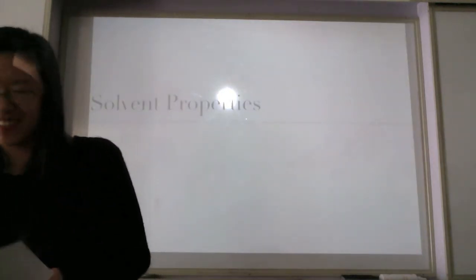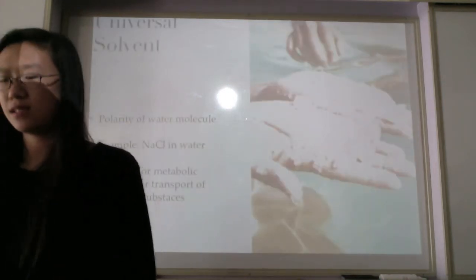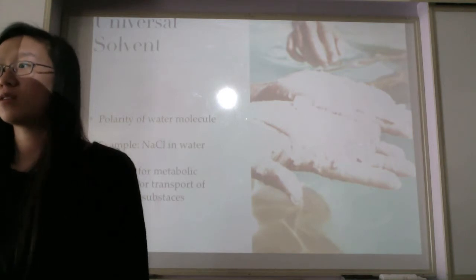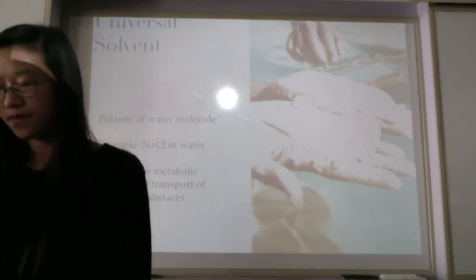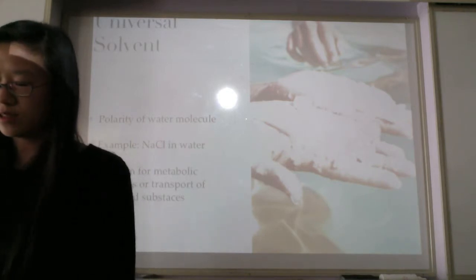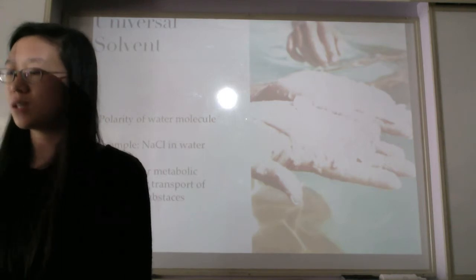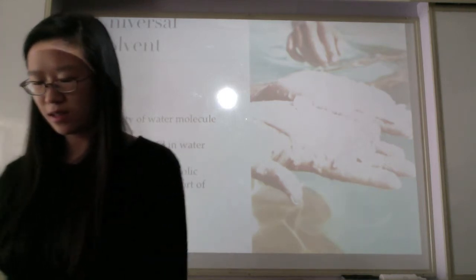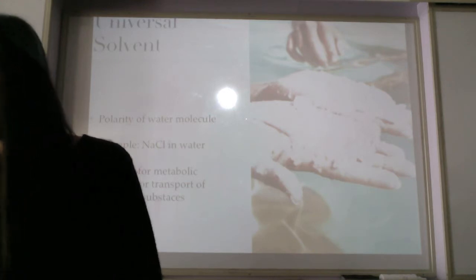Water's solvent properties. Water is known as a universal solvent, and this is because the polarity of the water molecule enables it to dissolve other biochemically important polar molecules. So one example of this is sodium chloride, or table salt, in water. It dissolves in water because the chloride is attracted to the slightly positive hydrogen, while the sodium is attracted to the slightly negative oxygen.